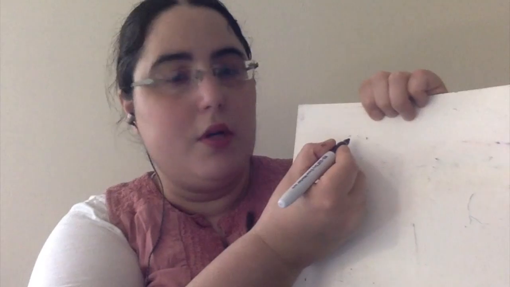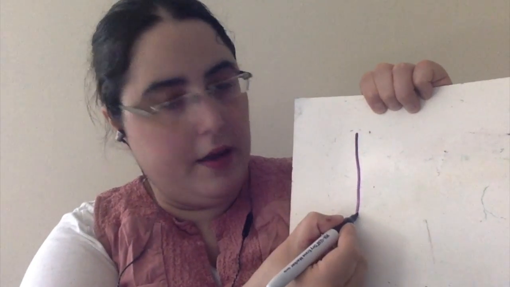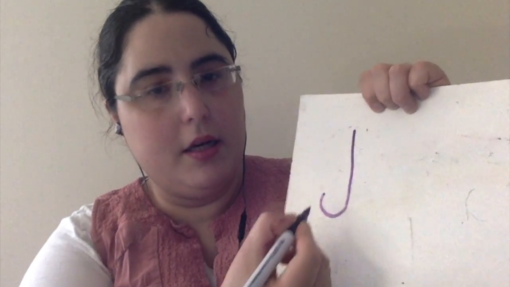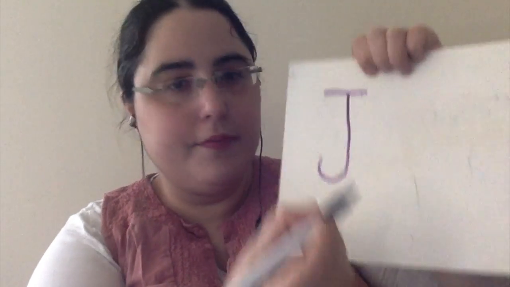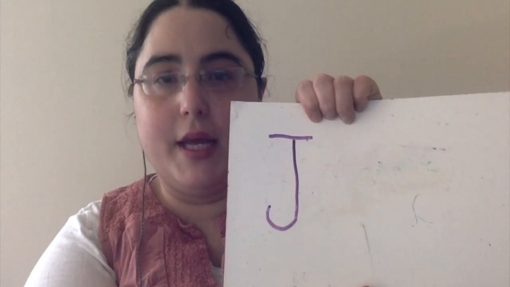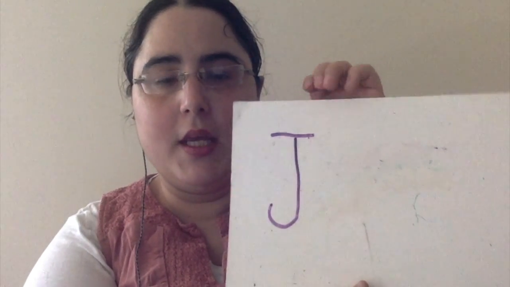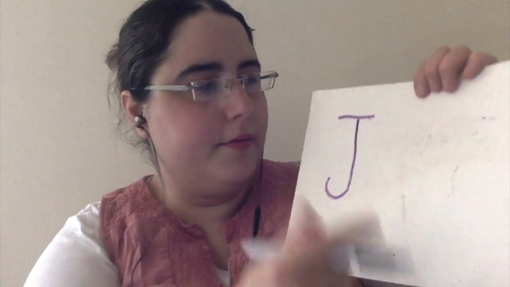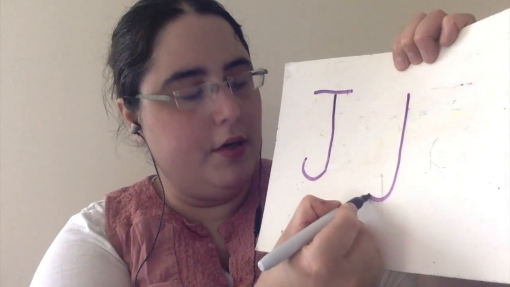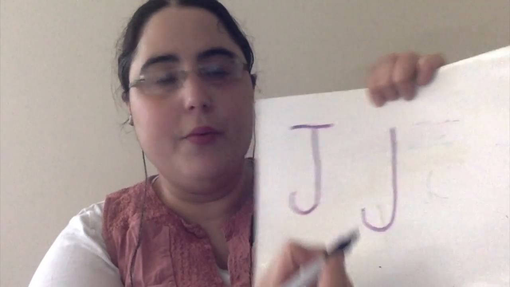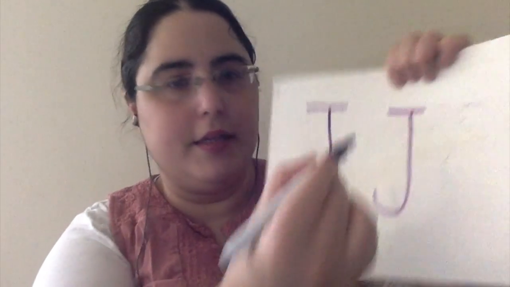Let's go down, and then we're going to go around, and then we can give him a hat on his head, and that will be an uppercase J. Let's try that again. Down, around, and we can give him a hat on his head.